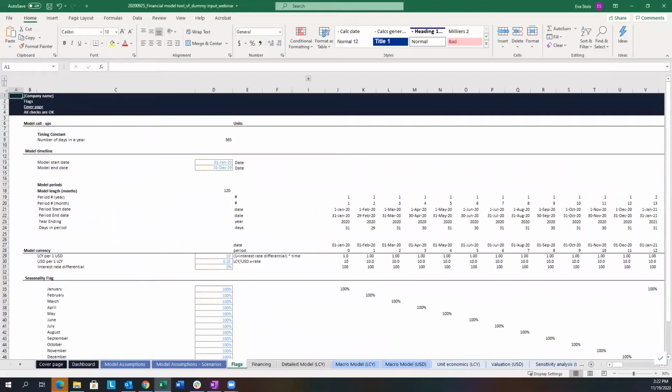Then you have the flex sheets. So this sheet runs some calculations in the background, which are then fed into the detailed model. And these calculations are mainly on the model timeline, the model currency, and the seasonality flag. So this is needed, for example, to enable a flexible model timeline.